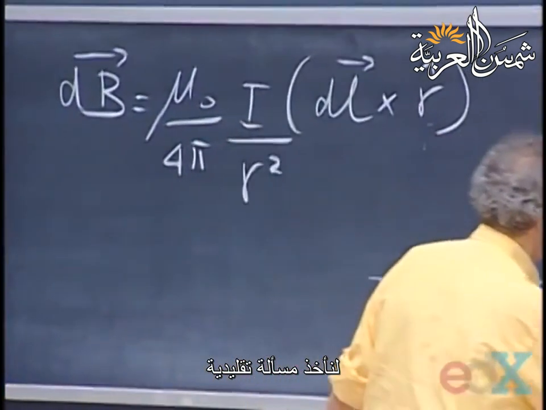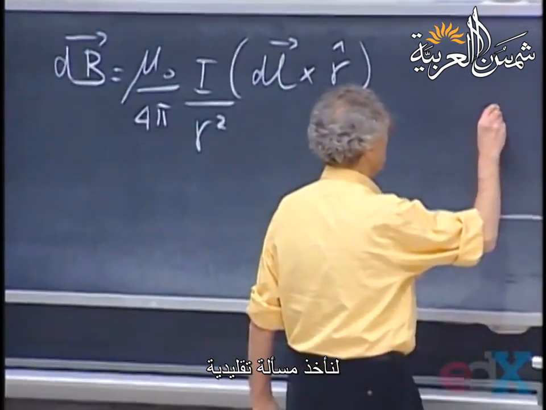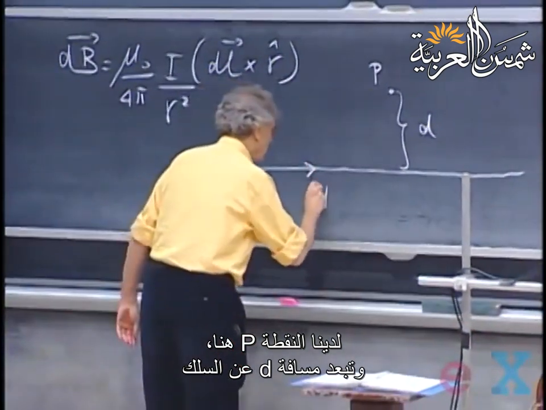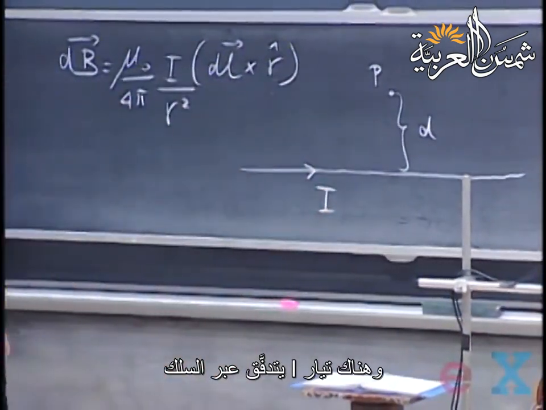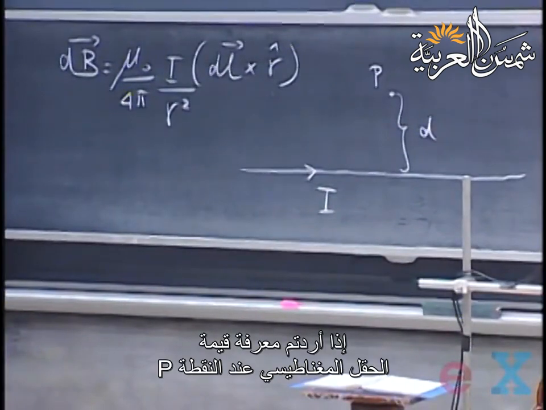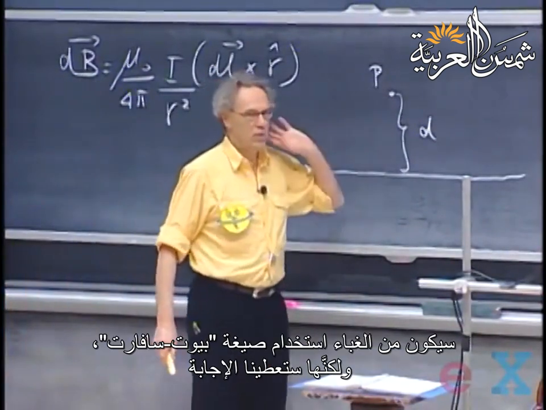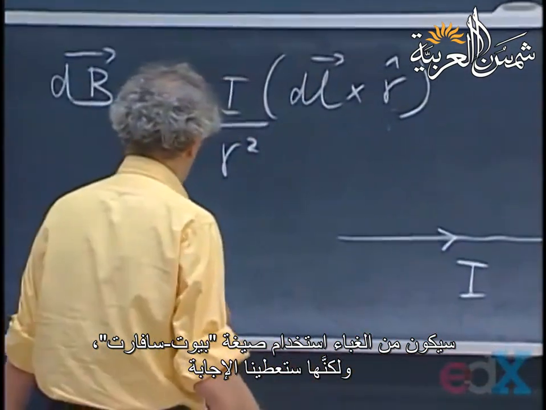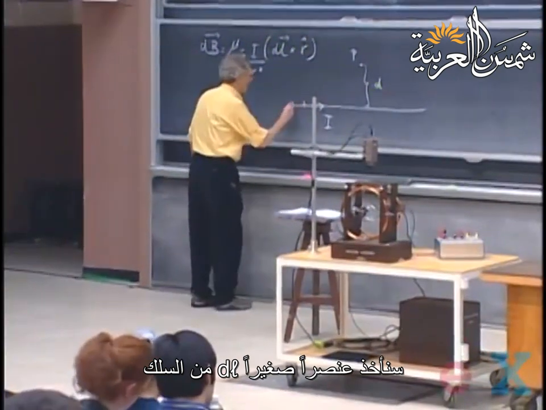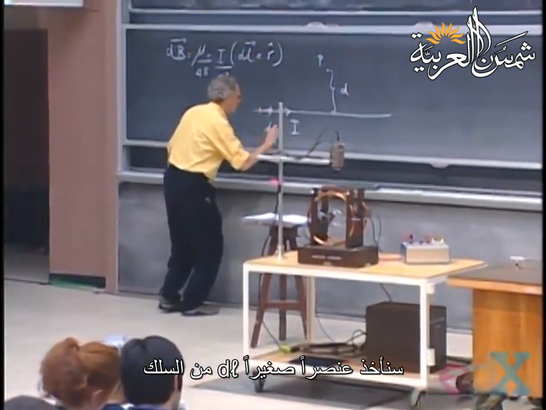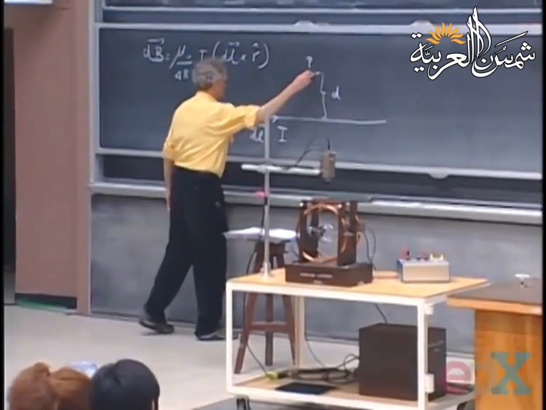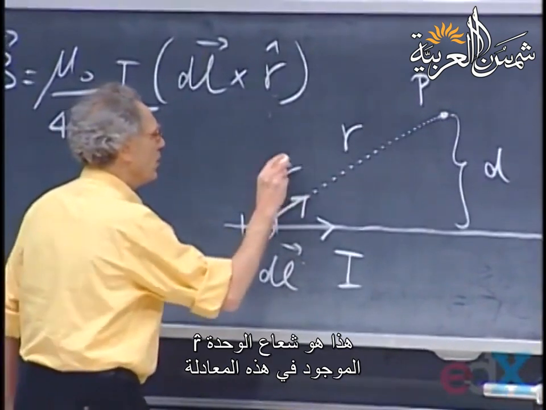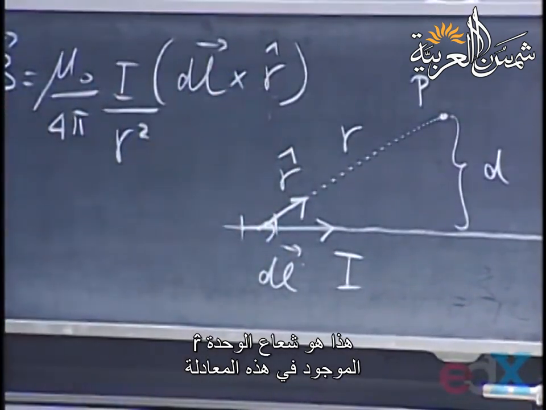A classic problem that you probably have done. We have point P here at a distance d from a wire, and the current through the wire is I. If you want to know what the magnetic field at P is, you can use Biot-Savart. It will be a stupid thing to do, but you can do it. You take then a small element dl here of the wire. This distance is r. This is the unit vector r, as you have in this equation.